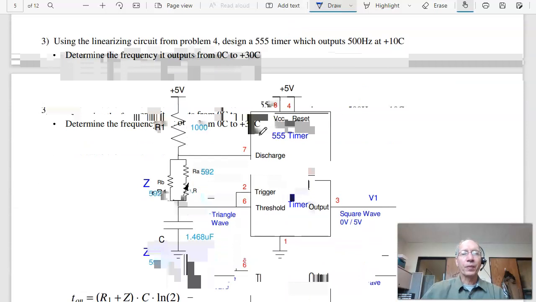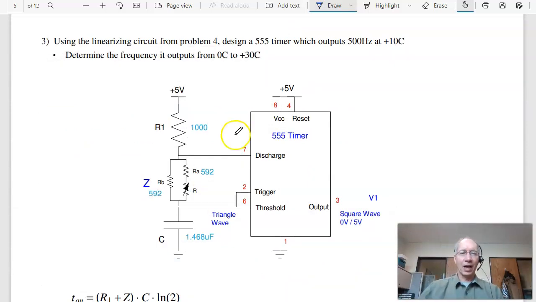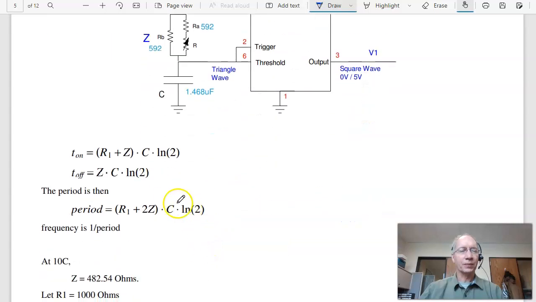Problem 3. Another thing I can do is use a 555 timer, so I can have frequency vary with temperature. So here's my linearizing circuit. It makes the resistance linear versus temperature between 0 and 30. Here's my 555 timer. I picked this to be 1K because I like 1K resistors. This is calculated. Pick that so it's 500 Hertz at 10 degrees Celsius.